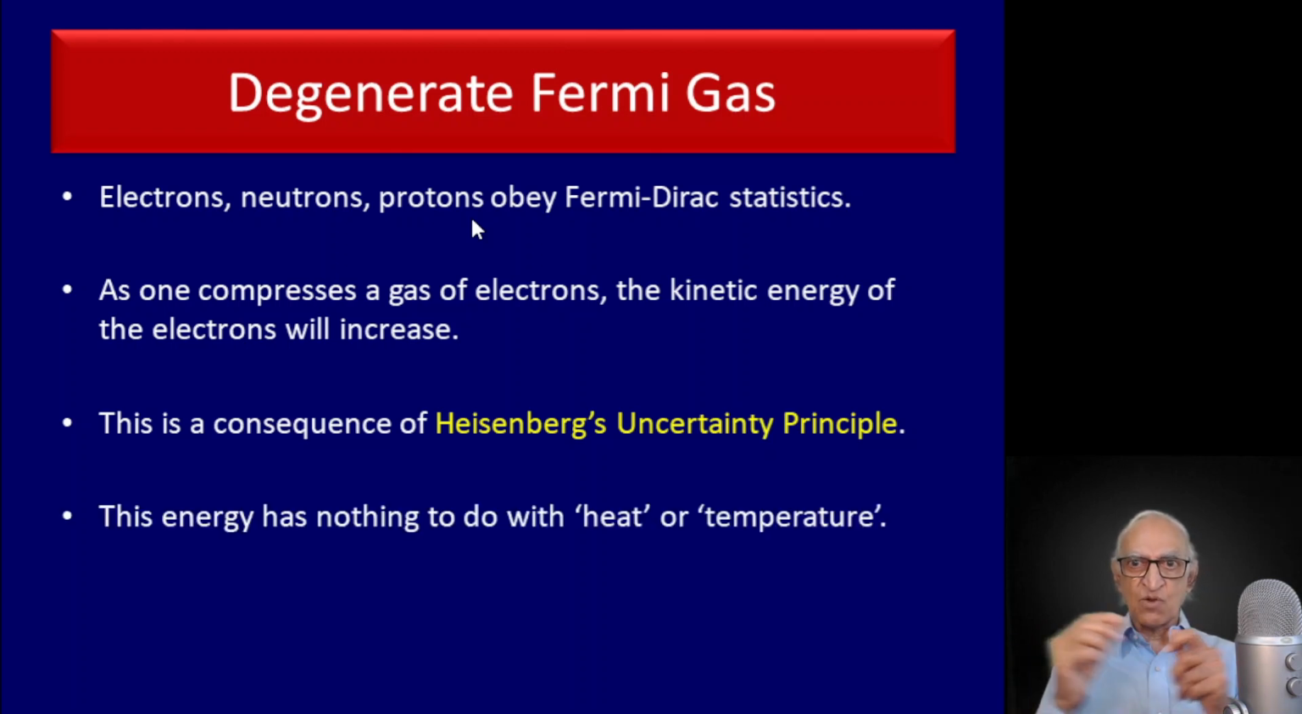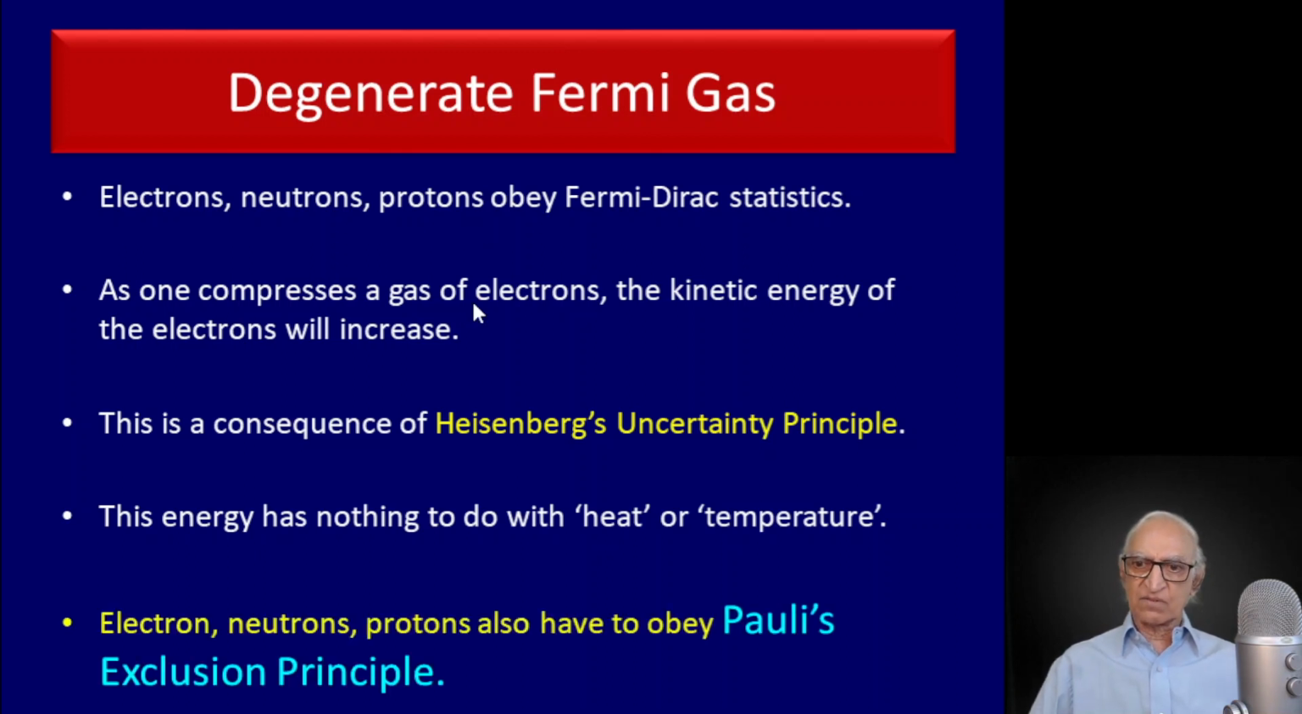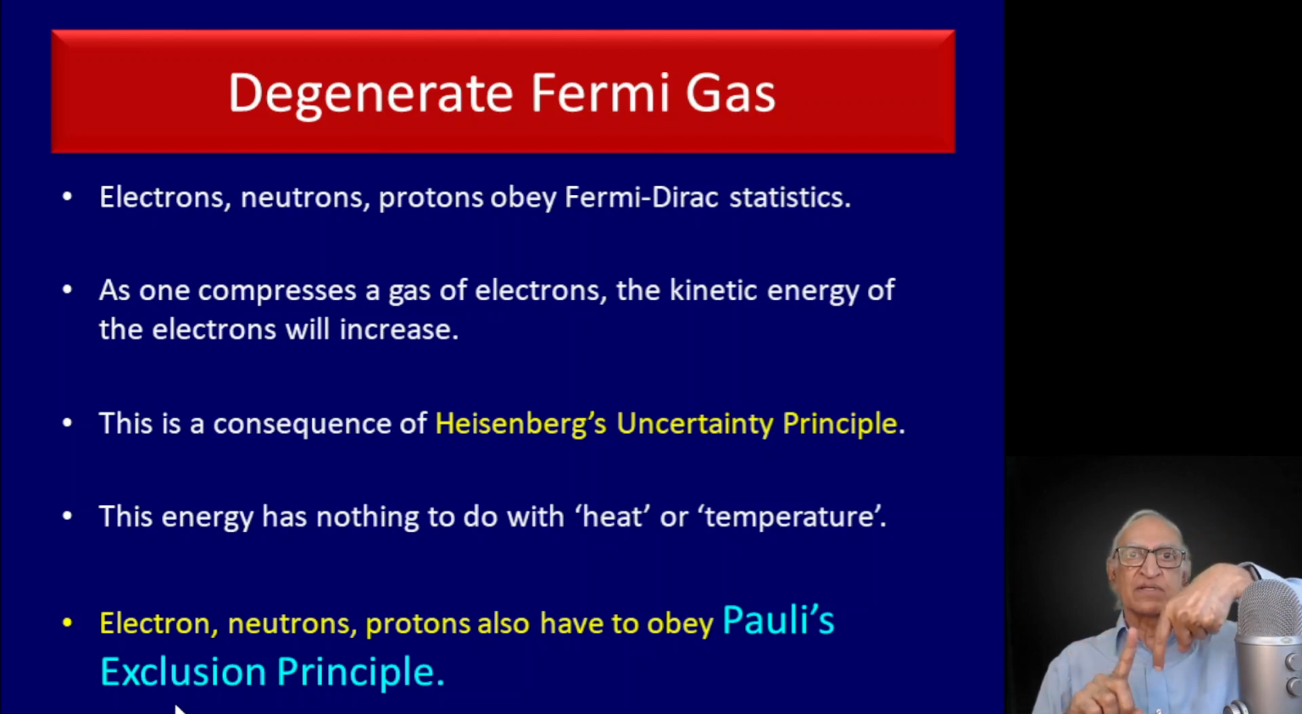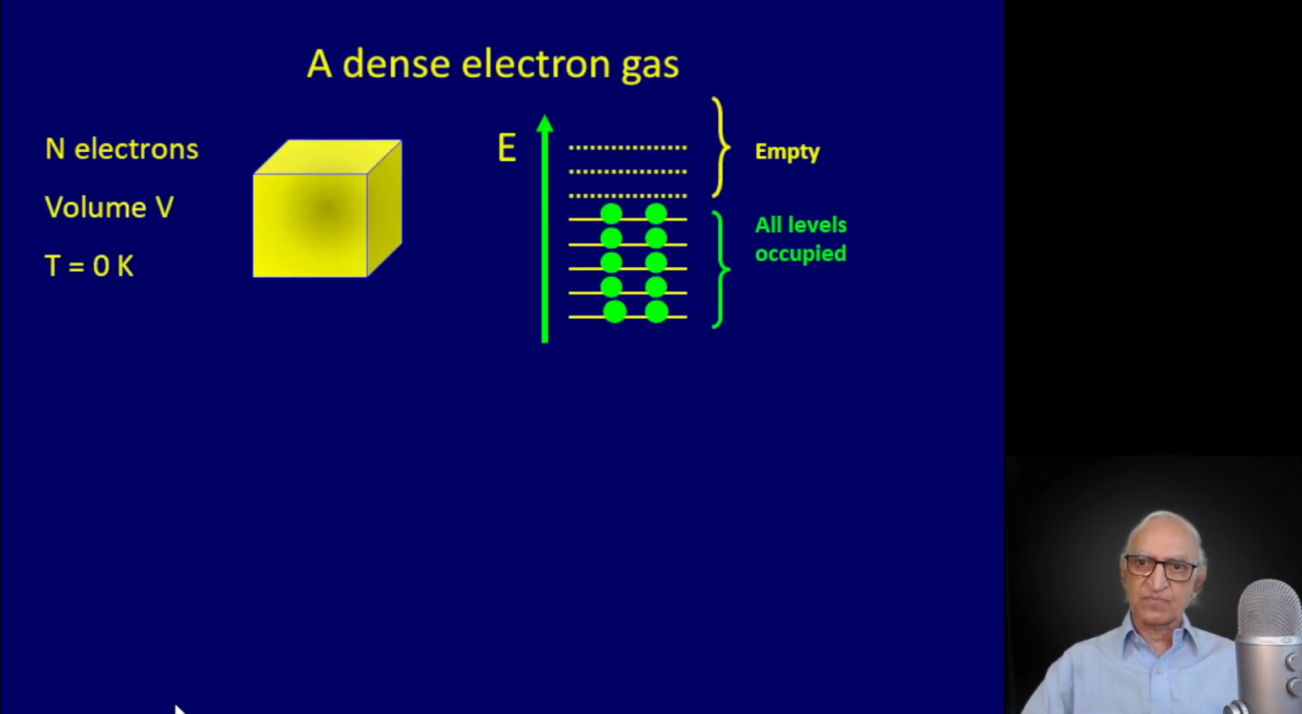Now, this kinetic motion of the particles when I compress the gas has nothing whatsoever to do with heat or temperature. Electrons, protons and neutrons also have to obey Pauli's exclusion principle, which states that you can only put one particle in one quantum state. You could put two electrons in a quantum state, provided you put their spin angular momenta in anti-parallel directions, because then they would not be in the same quantum state.